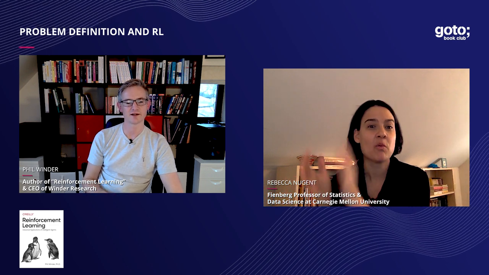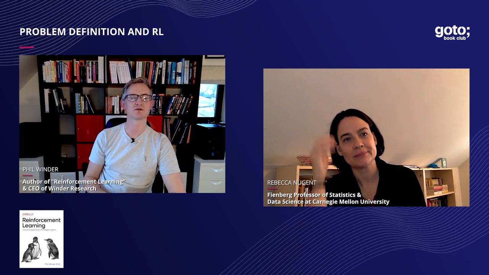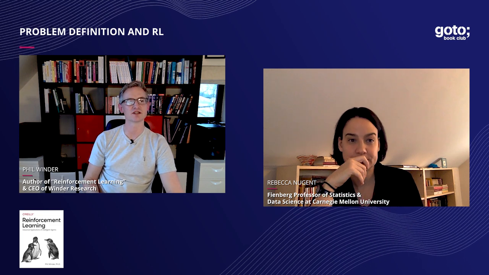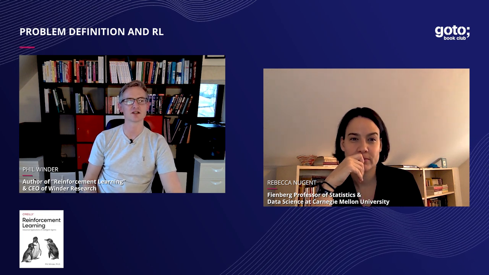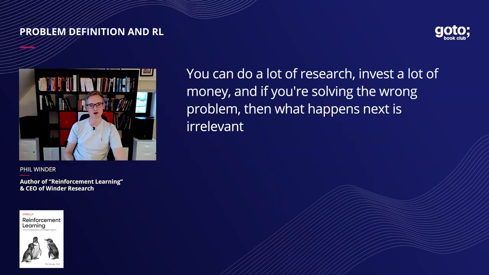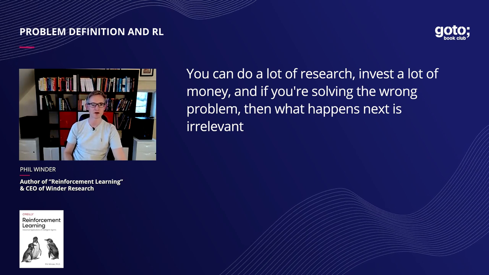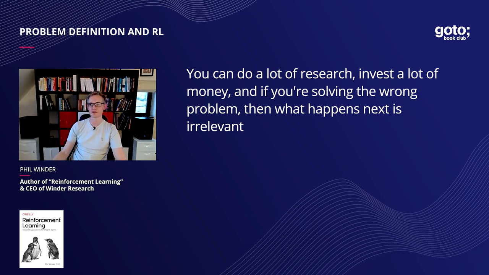Problem definition is so crucial for any problem ever on the planet Earth, right? Exactly. And why is it so crucial for reinforcement learning? I don't think it's any more crucial compared to other tools and techniques, because you can start a software project or an ML project and go down the same path. You can do a lot of research, invest a lot of money, and if you're solving the wrong problem, then it's irrelevant what happens next.